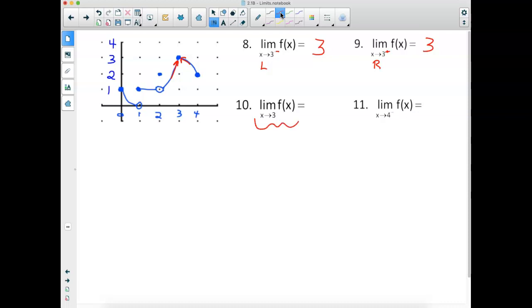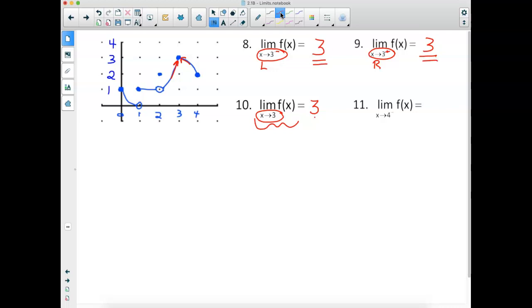Okay, notice I can see this as a one-sided limit with the superscript. There is no superscript, so this is a two-sided limit. And if the left is 3 and the right is 3, the two-sided limit is 3. If these numbers are different, that limit would not exist.